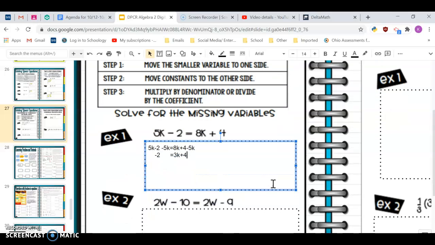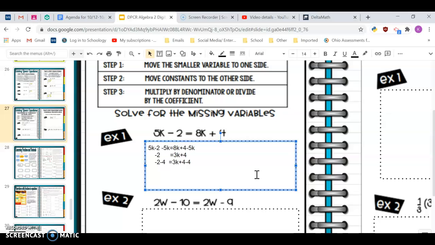All right. Now we need to get all our constants to the other side. So right now I have a positive 4. I'm adding 4 right here, so I need to do the opposite, the inverse of adding 4. Over here we've got negative 2, and the opposite of adding 4 is subtracting 4. So I have to subtract 4 from this side, and on the other side I need to subtract 4 from there as well.